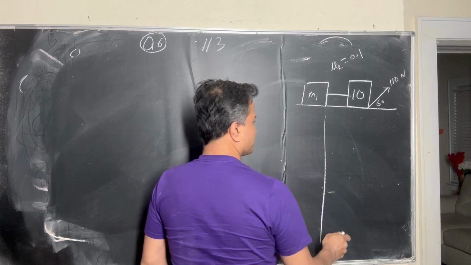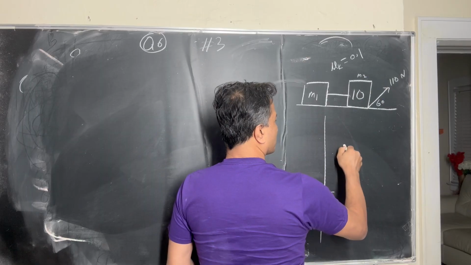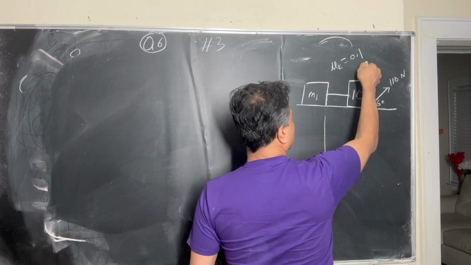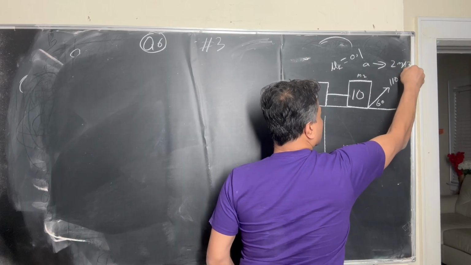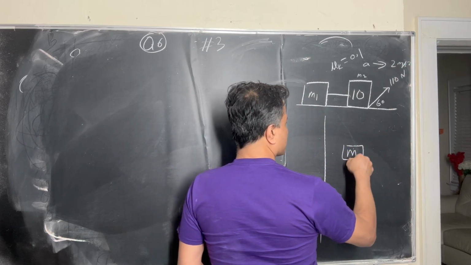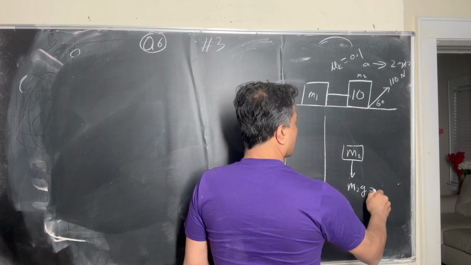Again, as usual, m2, which is given. Oh, by the way, I also give you the acceleration, which is 2 meter per second square. Okay, so this is m2g, and that should be 100.